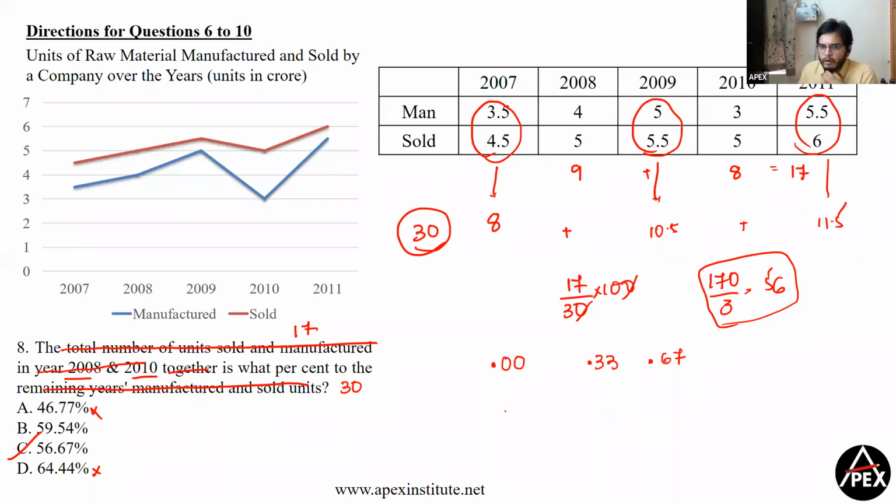Let us take 3 consecutive numbers: 3, 4, and 5. 6, 7, and 8. So when 3 is divided by 3, it is 1.00. When 4 is divided by 3, 1.33. And when 5 is divided by 3, 1.67. Now again, when 6 is divided by 3, 2.00. When 7, it is 2.33. And 8, 2.67. So when any number is divided by 3, the decimals will be either 0 or 0.33 or 0.67. So the only option here is 56.67. So this should be the answer.